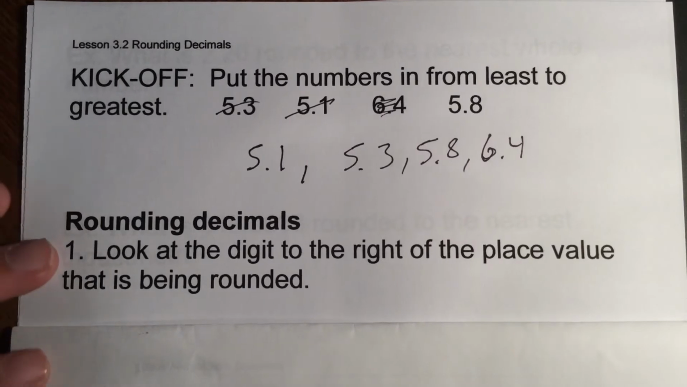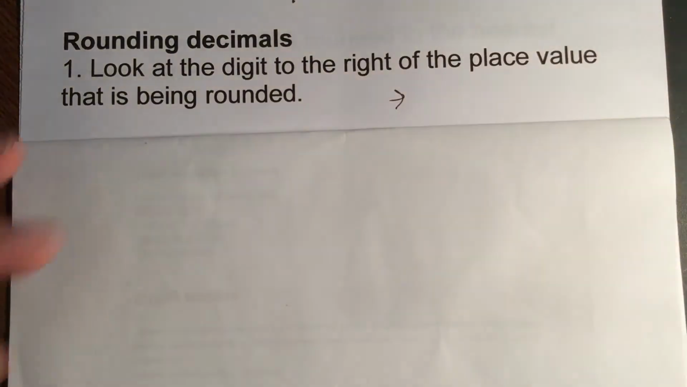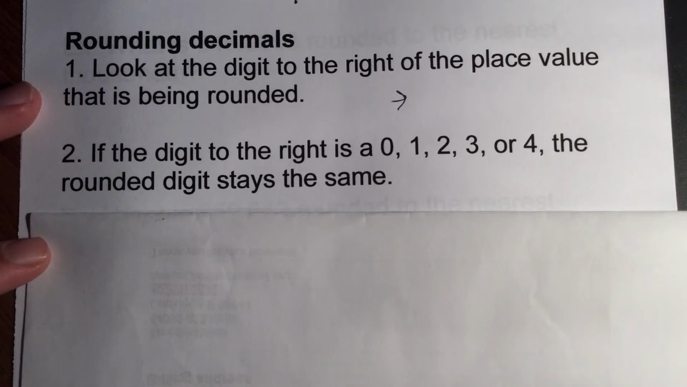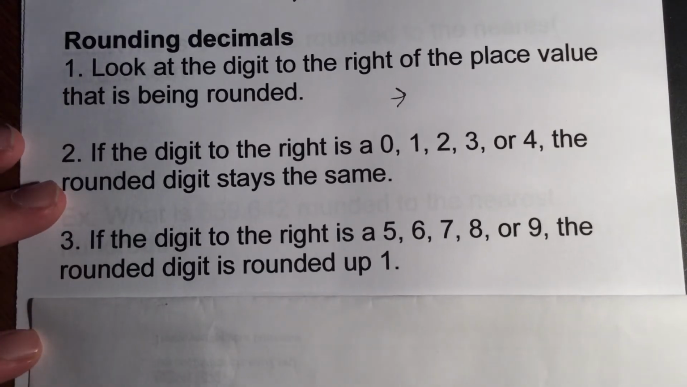Now, today we're going to be looking at rounding these decimals. Whichever place value you want to round to, whether it's the tens, the hundredths, whatever place value that is, you're going to look to the right of it. The next one to the right is going to determine how we round. If it's a 0, 1, 2, 3, or 4, it's going to stay the same. We're not going to change that, and we're going to drop everything to the right of what we're rounding to. If it's a 5, 6, 7, 8, or 9, then we round that digit up 1.